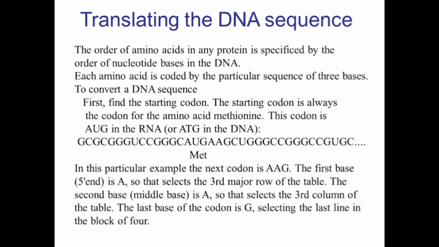To convert a DNA sequence, first find the starting codon. The starting codon is always the codon for the amino acid methionine. This codon is AUG in RNA. And in this particular example, the next codon is AAG. The first base is A, so select the first major row of the table. The second base is A, so select the second column of the table. And the last base of the codon is G, so select the last line in the block of 4.